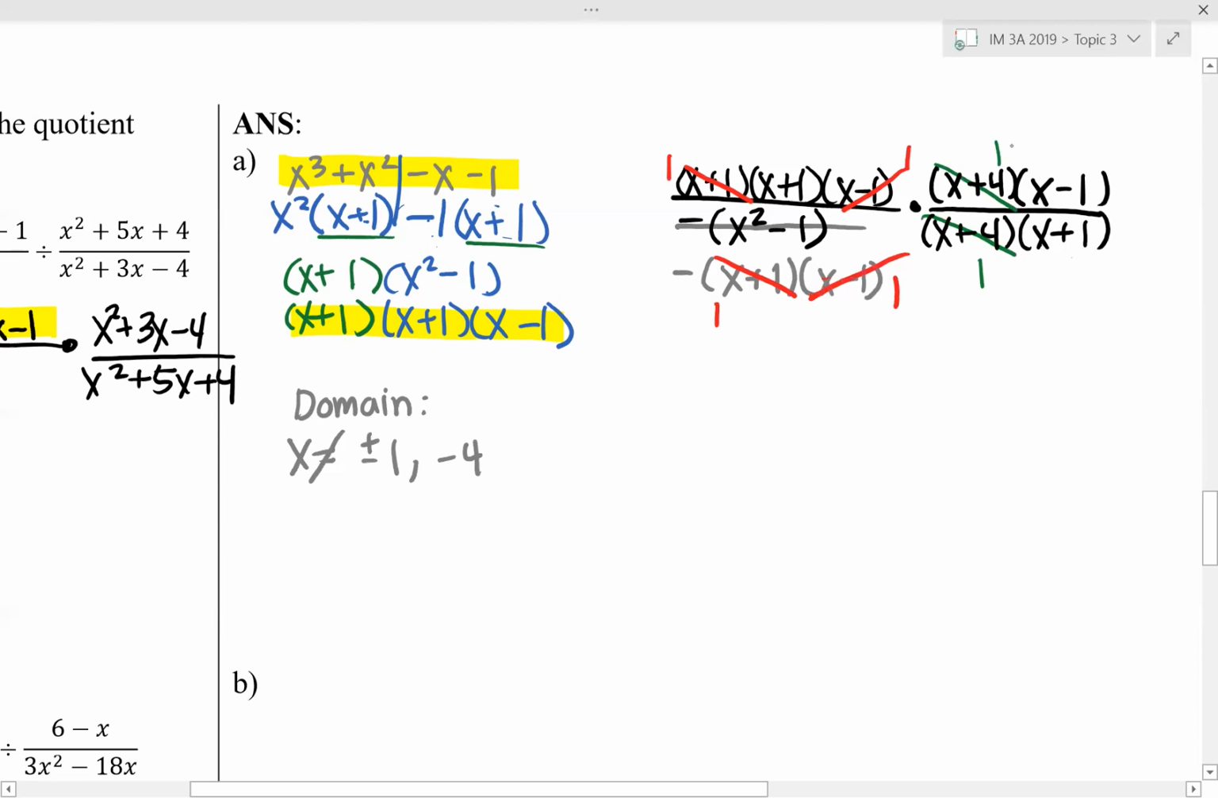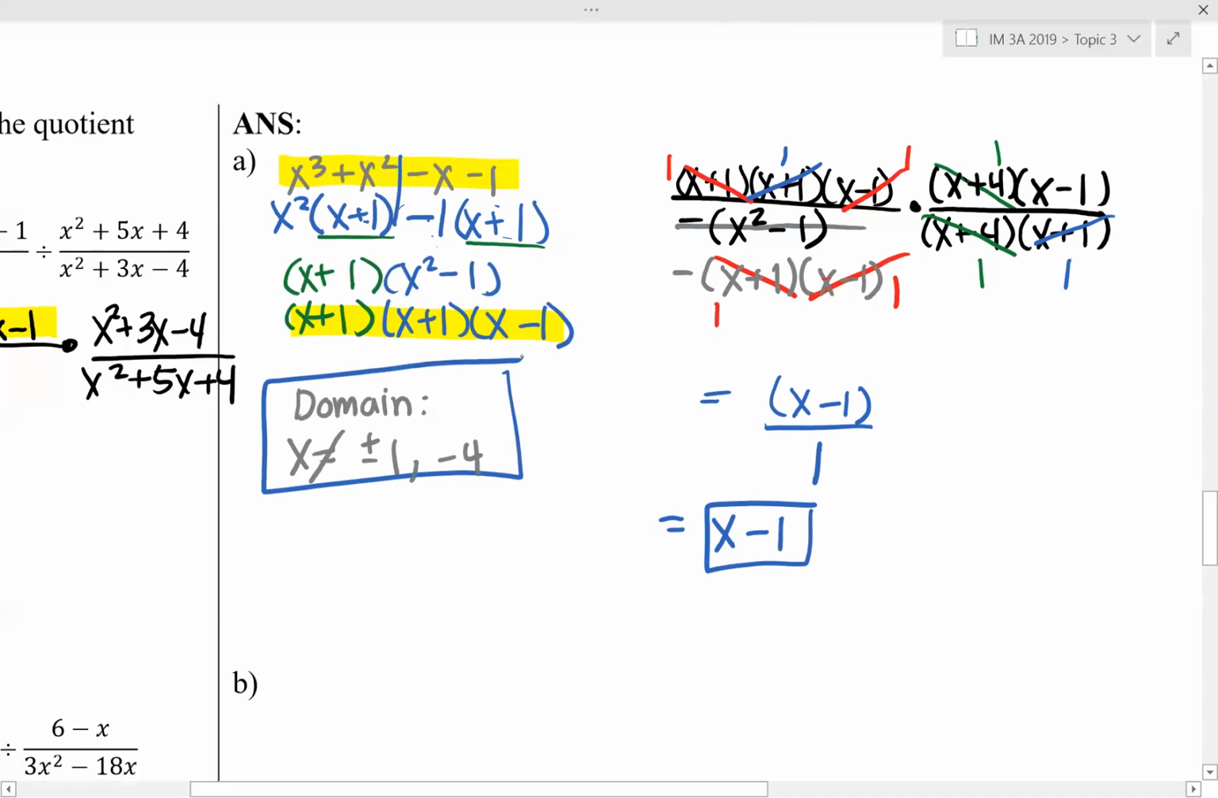And then if I look across fractions, I can see that I have an x plus 1 and an x plus 1. So all that I have in my numerator is 1 times 1 times 1 times 1 times x minus 1. So that means my numerator is going to be x minus 1. And notice that my denominator is 1 times 1 times 1 times 1, so that is just 1. So our result is actually just the value x minus 1, such that our domain is restricted from positive 1, negative 1, and negative 4.